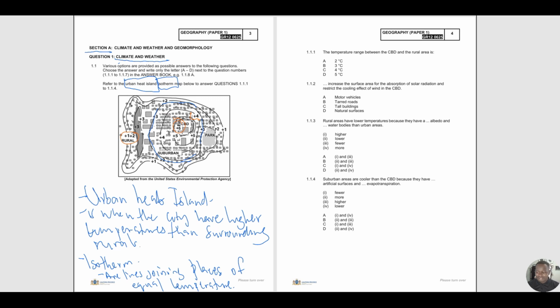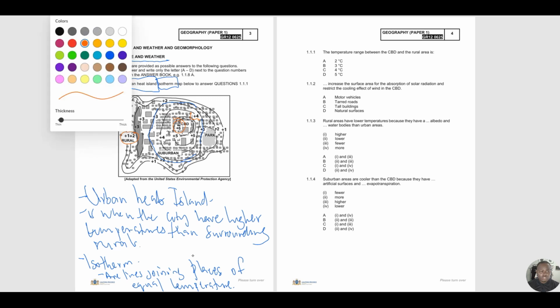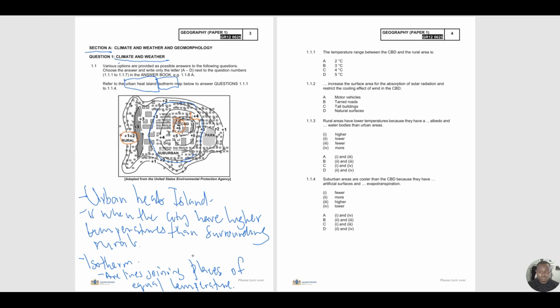Said urban heat island refers to when the city is having higher temperatures than surrounding rural areas. So which means in this case we are confused for rural area because we have +1 +2. So let's do the calculation, then we'll go and look at the options we have there.